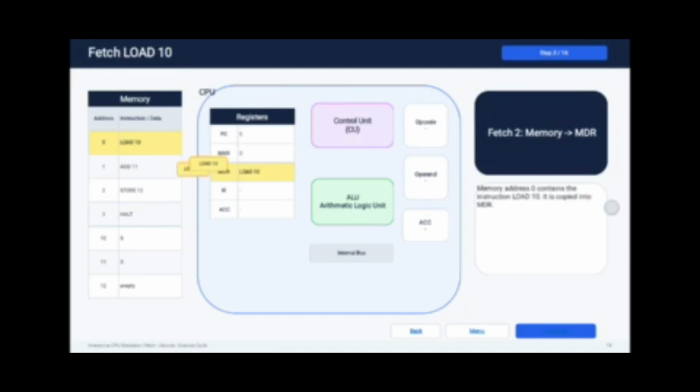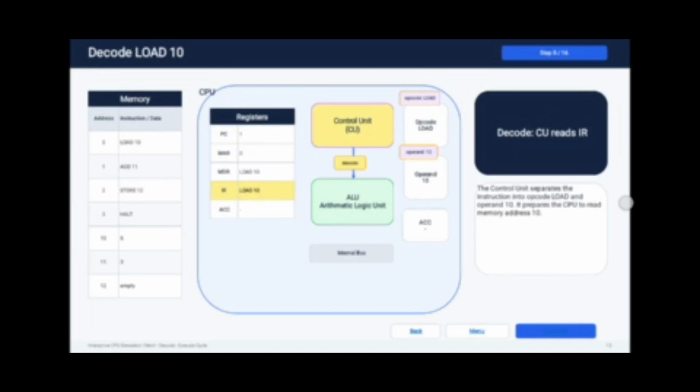The value from the PC is copied into the MAR, which is the memory address register. The MAR tells the memory which address should be accessed. Then the memory address 0 is selected. The instruction stored at this address is load 10. This instruction is sent from memory to the MDR, which is the memory data register. After that, the instruction moves from the MDR into the IR, which is the instruction register. Now the IR contains the instruction load 10.